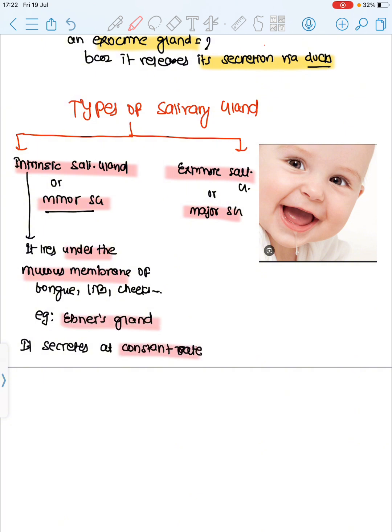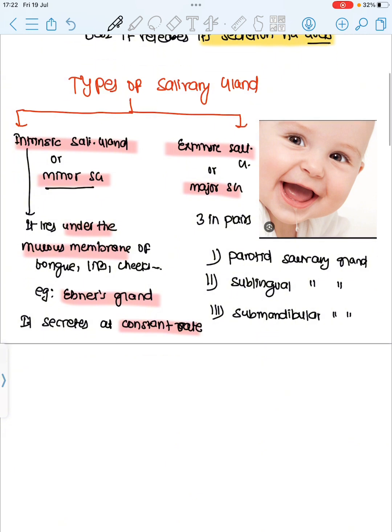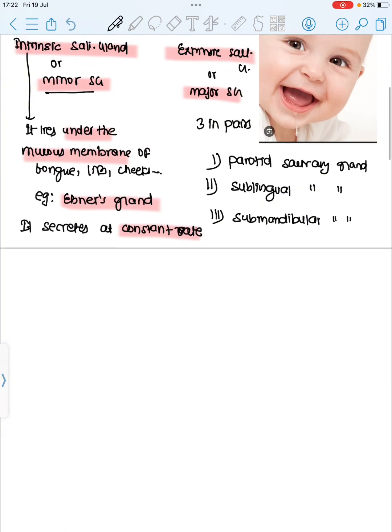Now let's describe the extrinsic salivary glands. Extrinsic salivary glands are three in pairs. First one is parotid salivary gland. Second one is sublingual salivary gland. Third one is submandibular salivary gland. Now these major salivary glands are very important in saliva formation, so let's discuss each one in brief.